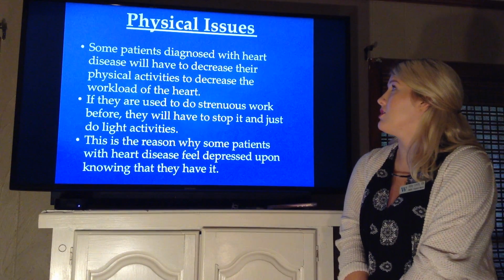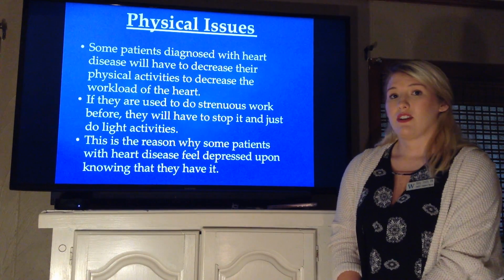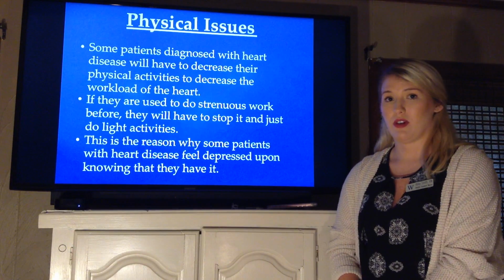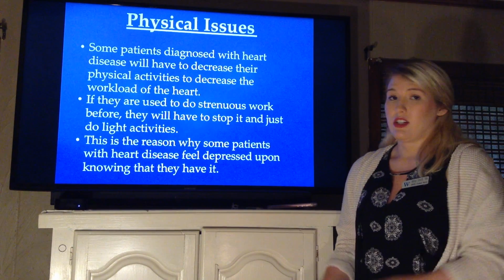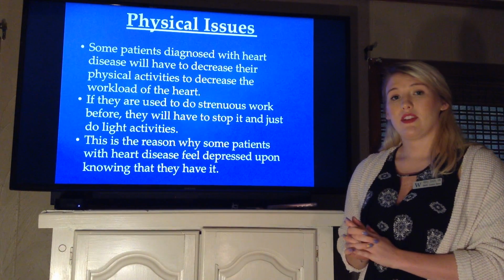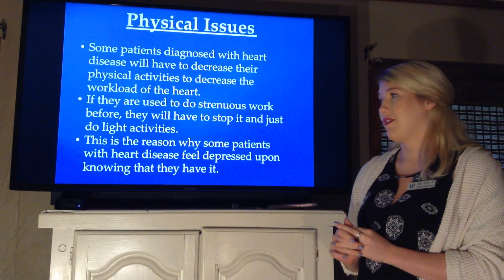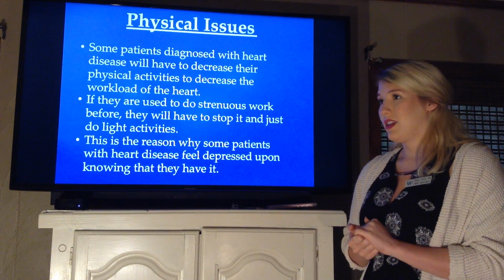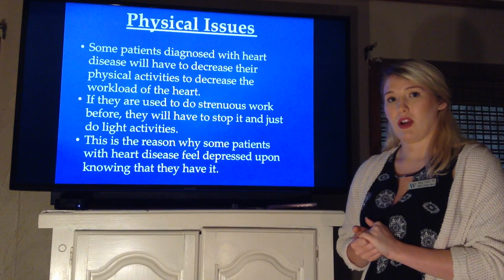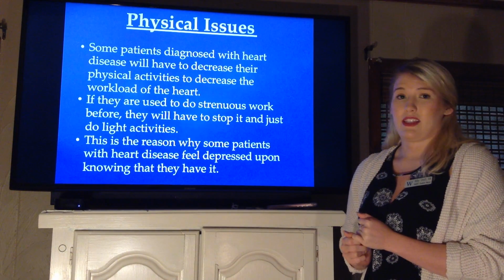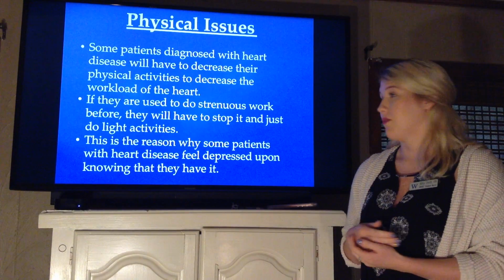Some physical issues. Some patients that are diagnosed with heart disease will have to decrease their physical activity to decrease the workload of the heart. If they're used to doing strenuous activity, they might have to stop and do lighter activities. With this it might depress the patient, knowing that they have the disease and they can't do everything that they used to do.